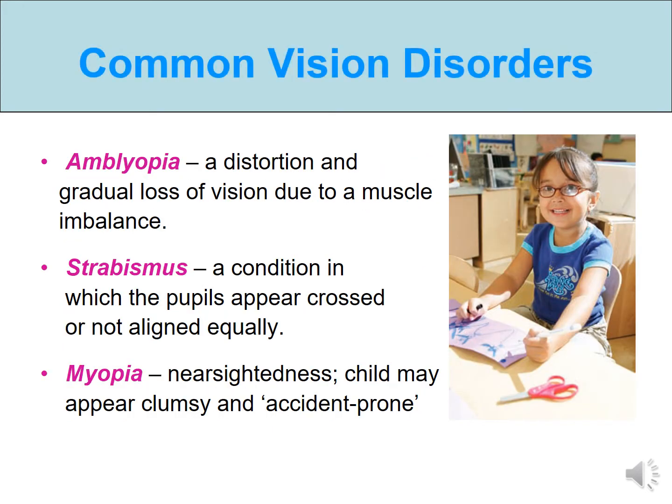There are 3 types of vision disorders that are common among young children. The first is amblyopia, or what is commonly known as lazy eye. There's strabismus, which is most commonly referred to as cross eye, and myopia, or nearsightedness.